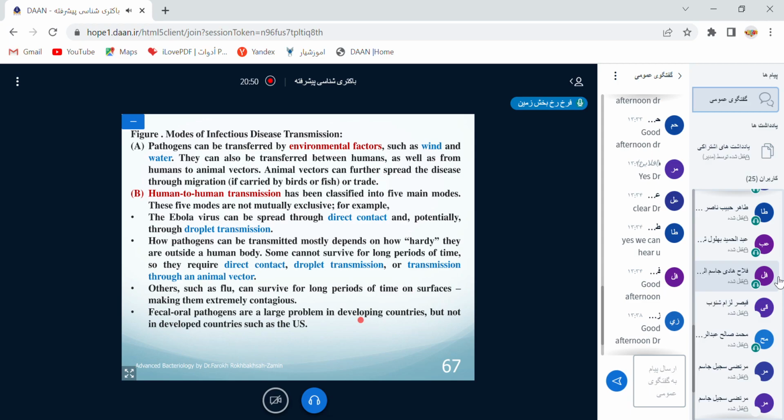Fecal-oral pathogens are a large problem in developing countries, because in developing countries, sometimes the feces of humans are used as fertilizer for agriculture. So those agriculture workers produce vegetables contaminated with many pathogens. And during working and during farming, those pathogens can reach bottled water, wells and rivers and make them contaminated also.